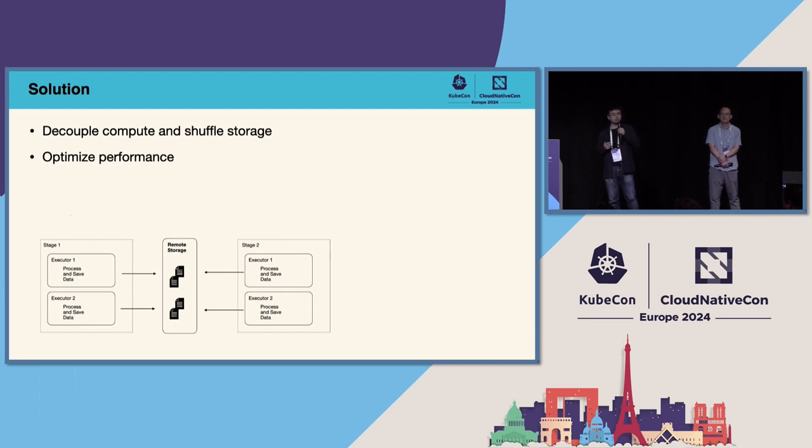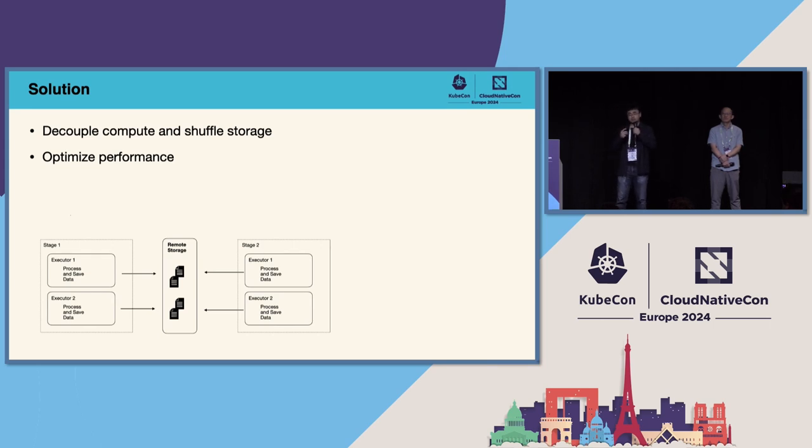So how do we solve this problem? In the cloud area, the idea is very simple. We can decouple compute and storage. Here, the storage is shuffle storage. So we don't store the shuffle data on the local disk. We can store the shuffle data on remote storage. So in this case, when your executor is gone, the data is still in the remote storage. So your execution can resume at any time. And this is very powerful.